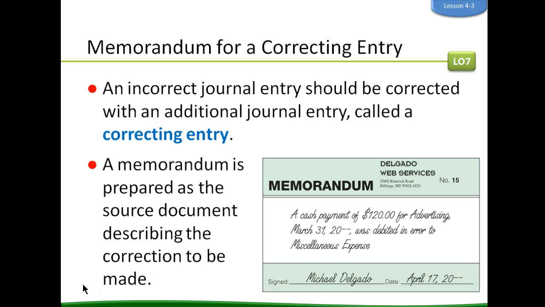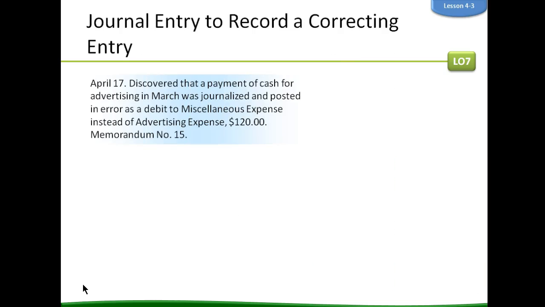So what we would do then is create a memo as our source document describing whatever it is that the correction should be. So we can see this one, a payment of $120 for advertising was debited in error to a miscellaneous expense. So we made an error. We can see that we had a payment for advertising and incorrectly we put it under miscellaneous. So we discovered a payment of cash for advertising in March was journalized and posted in error as a debit to miscellaneous expense instead of advertising.